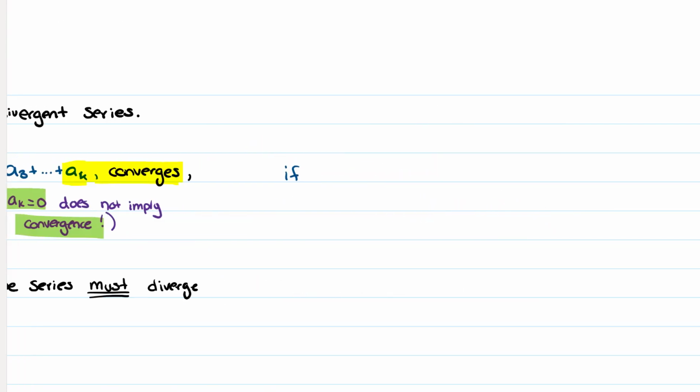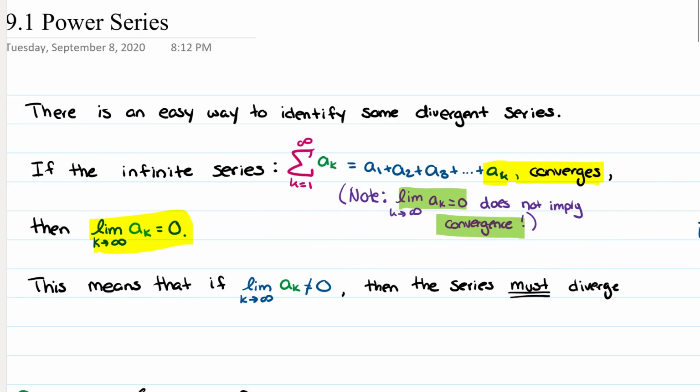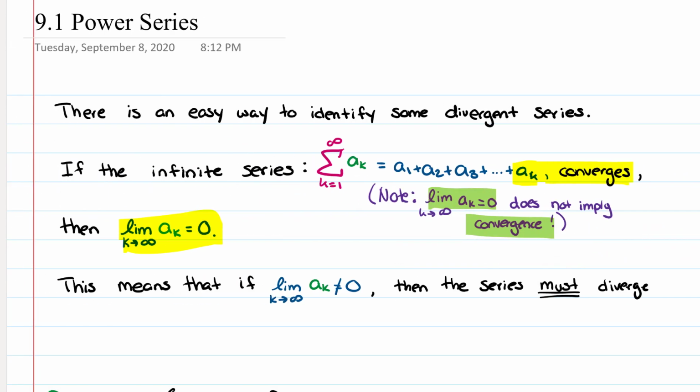So again, if a series converges, then that means that the limit of a sub k as k goes to infinity will equal 0. However, if the limit equals 0, that does not always imply that the series converges. So it's really important that we remember that. However, something we can take away is that if the limit does not equal 0, so equals a number, then the series must diverge.